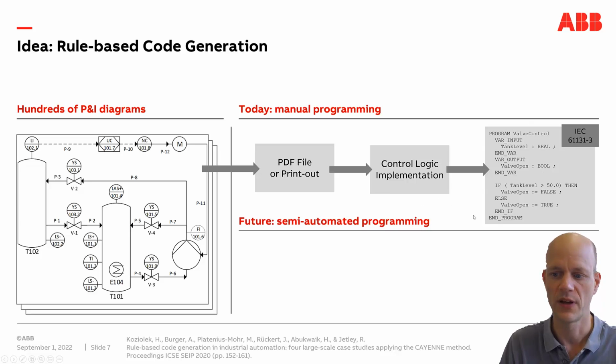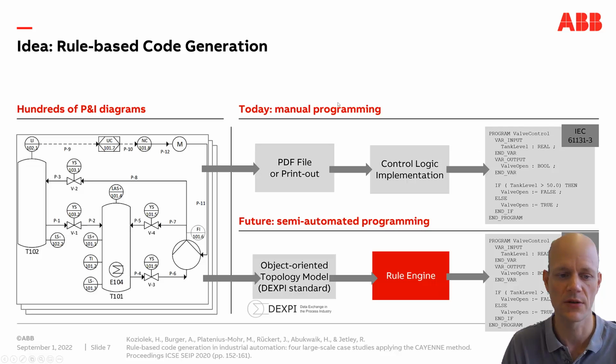And for example, they are using languages like this IEC 61131 language here, which looks a little bit like C code or Pascal code. It's actually industrially standardized. So this still involves a lot of manual work, and we want to automate that to a certain extent. So in the future, we want to turn these P&I diagrams from drawings into actual object-oriented models. And for that, we want to utilize standards.